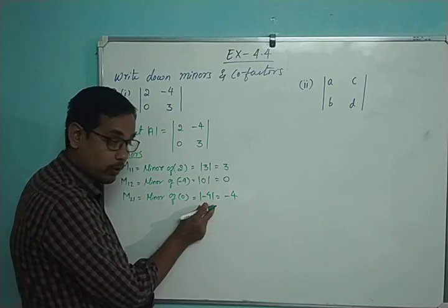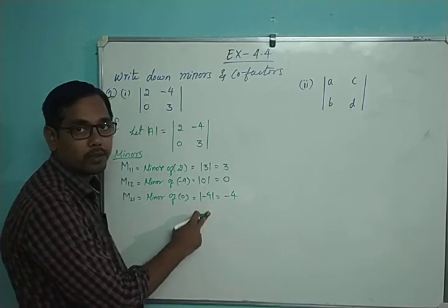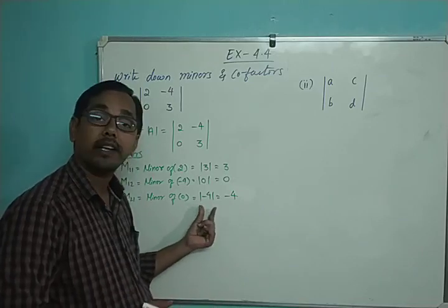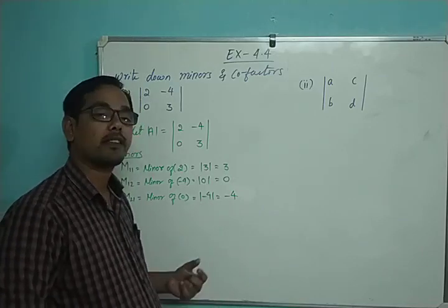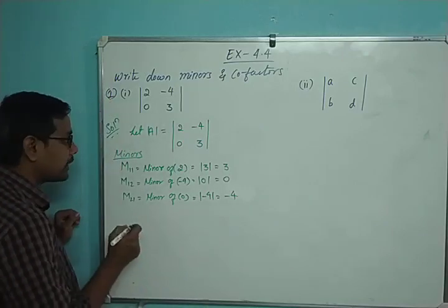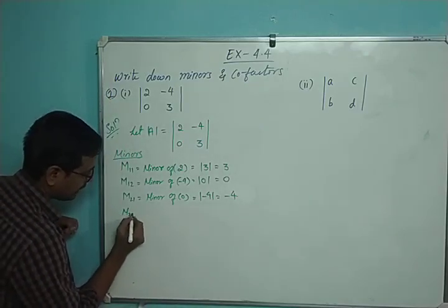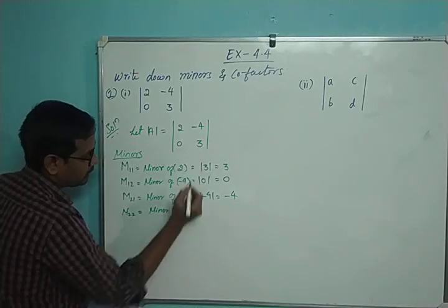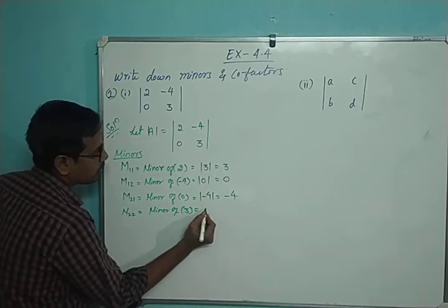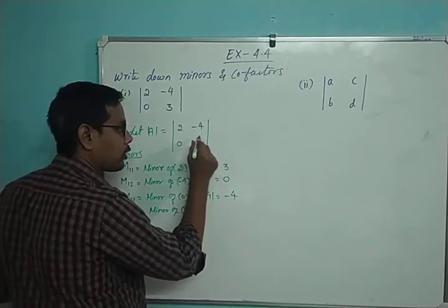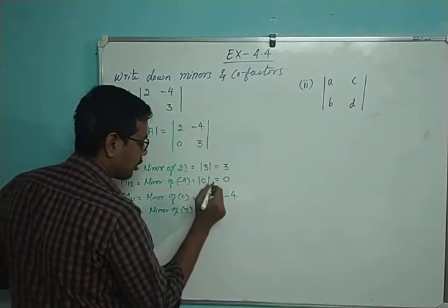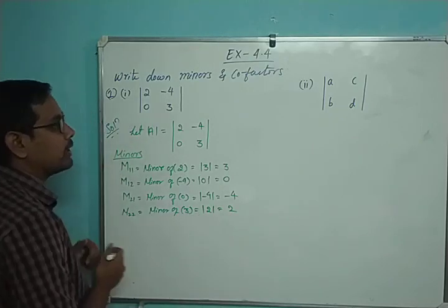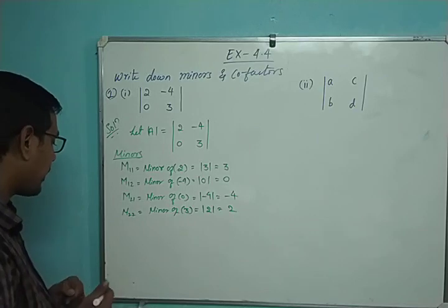Observe that this is not mod. You should not think that mod of minus 4 should be taken as plus 4. It is not mod, it is determinant. So the determinant of minus 4 is minus 4 only. Then M22 is the minor of 3. Leave the row and column containing 3, which is the second row and second column. So the determinant of 2 will be 2 only. These are the minors. Now coming to cofactors.